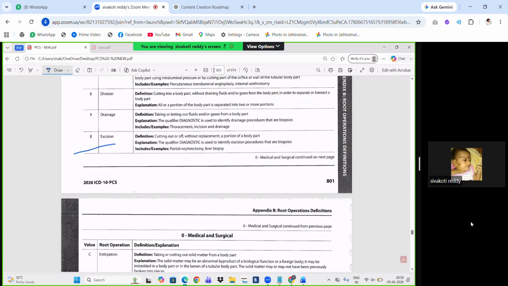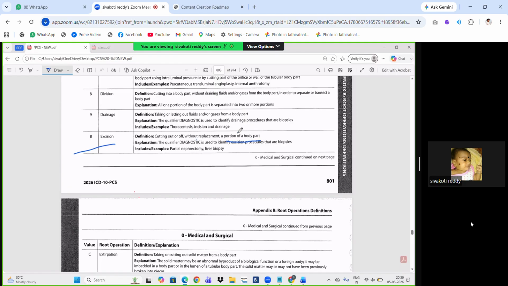Excision B. Excision means cutting out or off, without replacement, a portion of a body part. If they remove a portion of a body part, it should be excision. Without replacement, they don't replace. A portion of the body part means 90%, 99% also, not the complete body part, or even 1% removed, it should be excision.